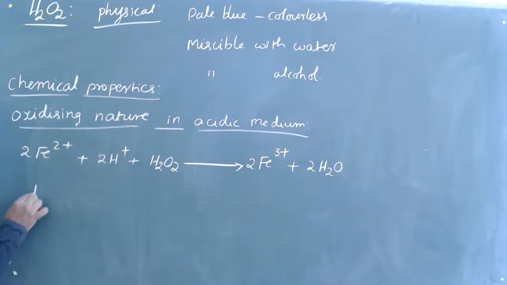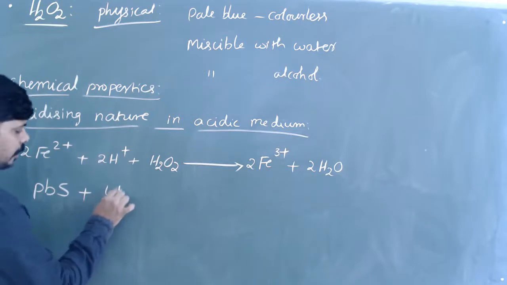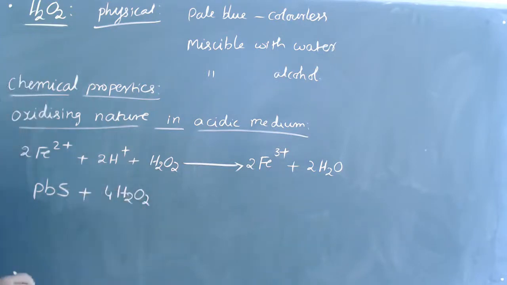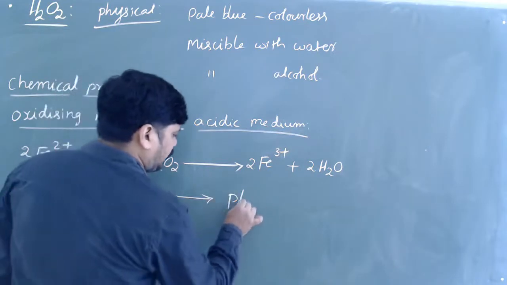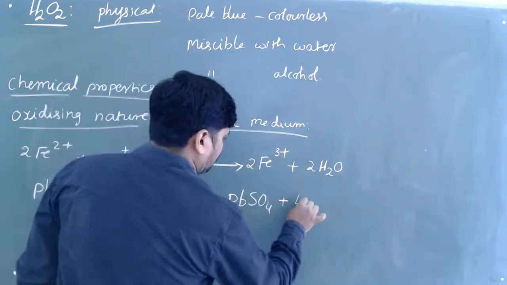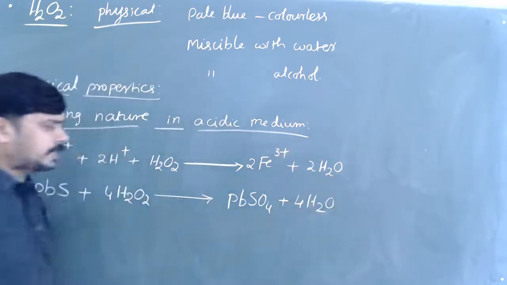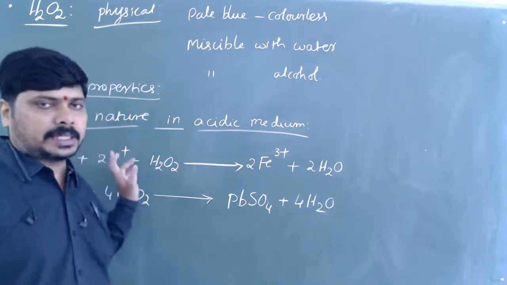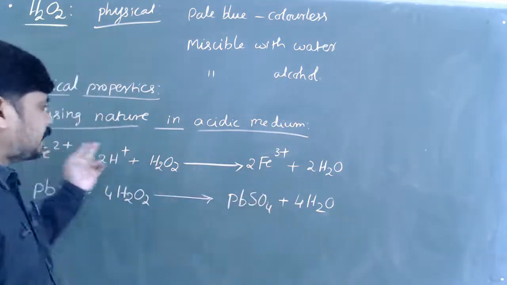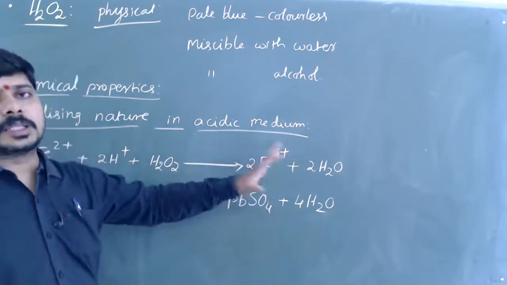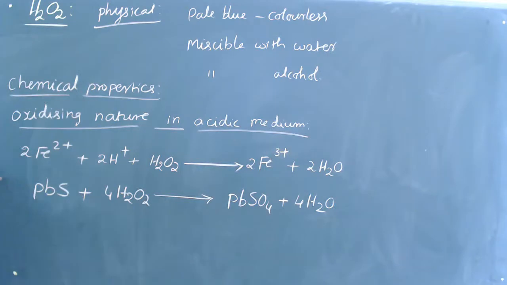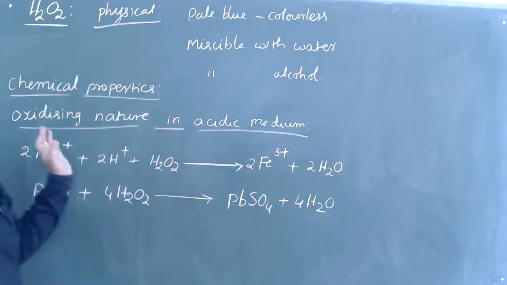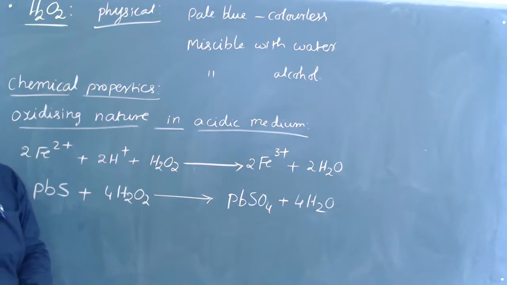And if you take PbS, lead sulfide is oxidized by hydrogen peroxide to PbSO4 plus 4H2O. Here also the sulfide gets converted to sulfate, S2- gets converted to S+6, and Fe2+ gets converted to Fe3+. All are oxidations only. So these are the examples we can see in acidic medium of how this oxidizing nature takes place. Now in basic medium, how does it take place?